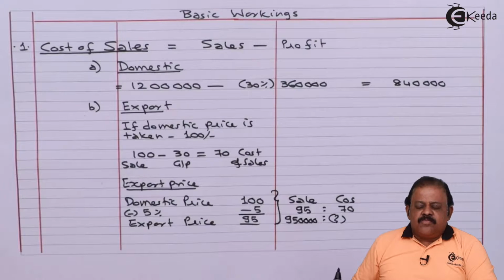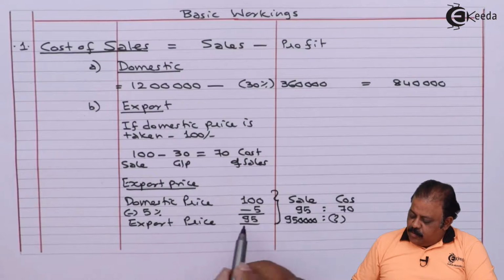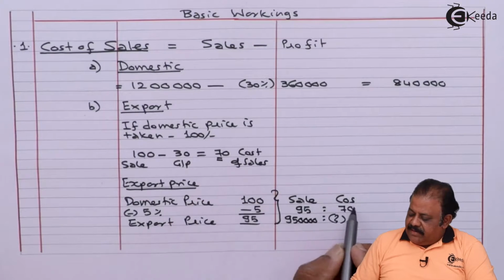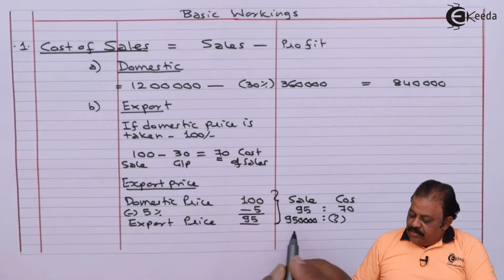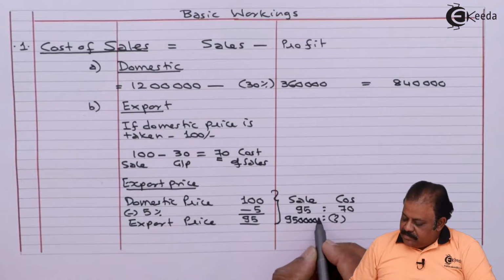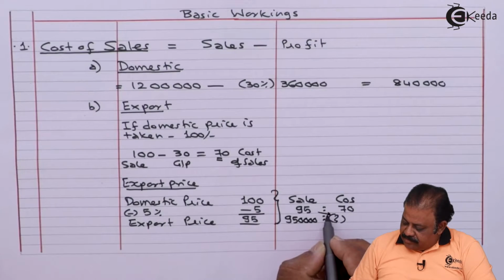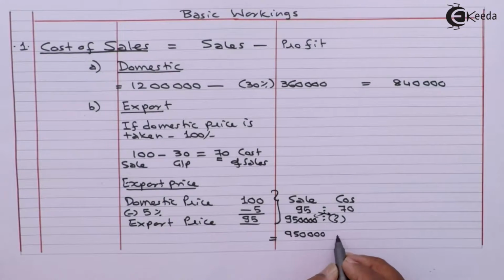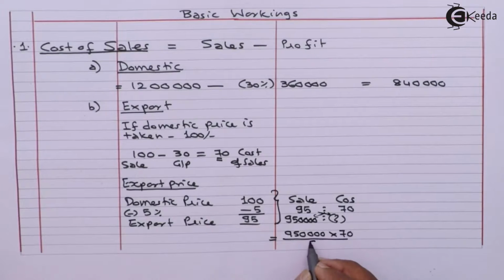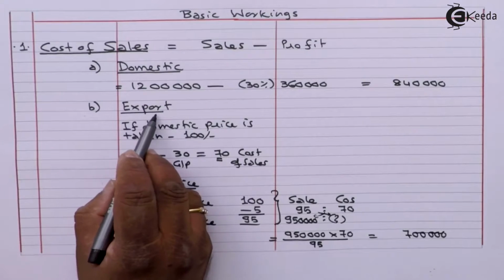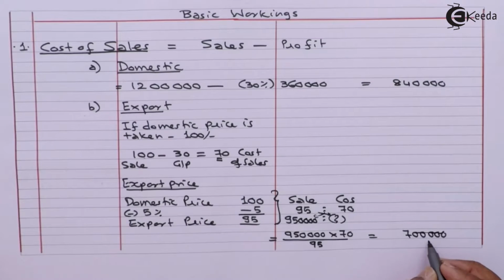We can do your cross multiplication. If export price is 95, cost of sales is 70. So on a sale of 9,50,000, how much will be cost of sales? Do cross multiplication. So in case of export sales, cost of sales is 7 lakhs.